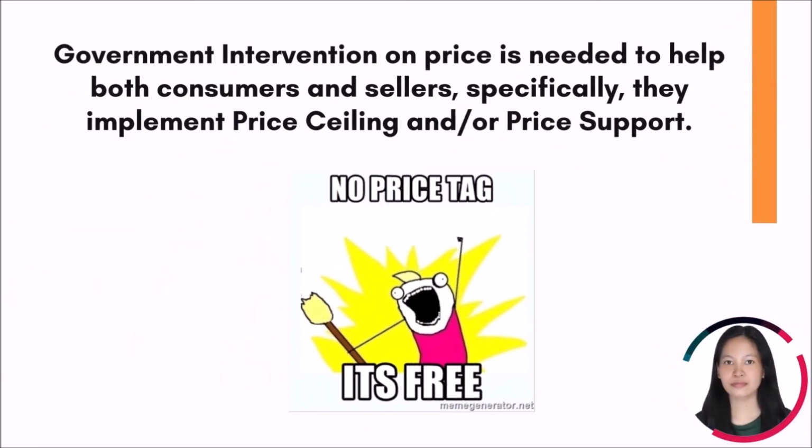However, there are cases where even though the equilibrium price is present, consumers cannot afford to buy goods because it is expensive for them, and sellers cannot sell the goods because it is cheap on their part. Hence, government intervention on price is needed to help both consumers and sellers. Specifically, they implement price ceiling or price support.